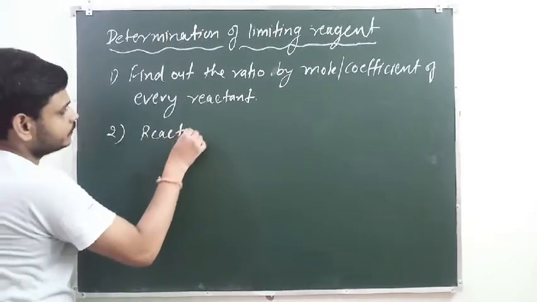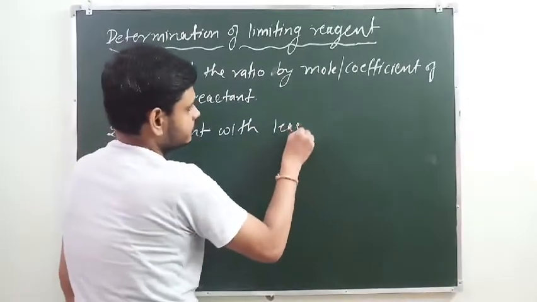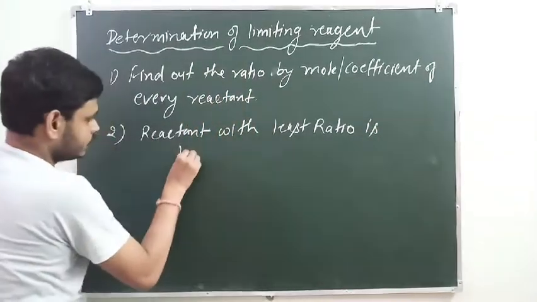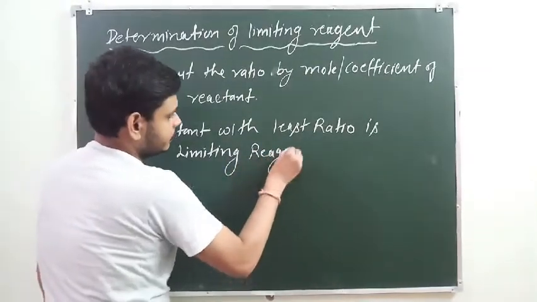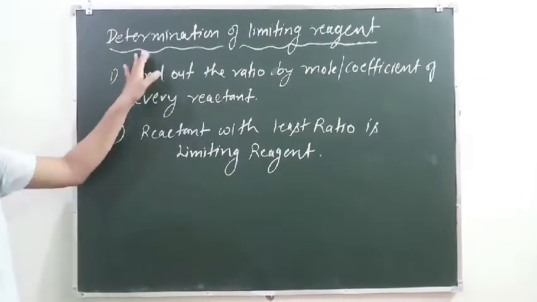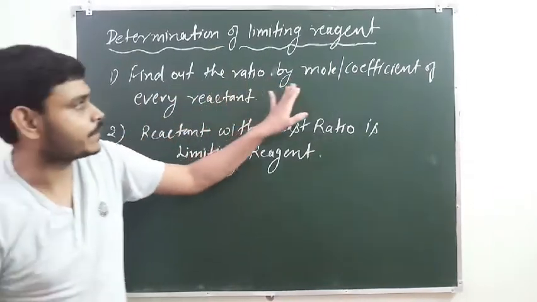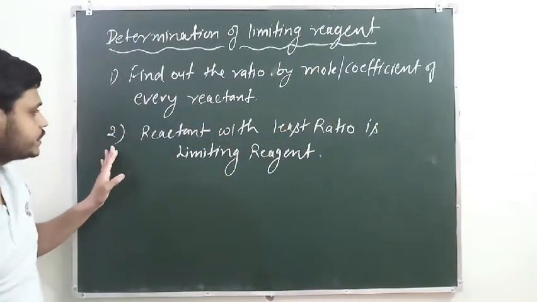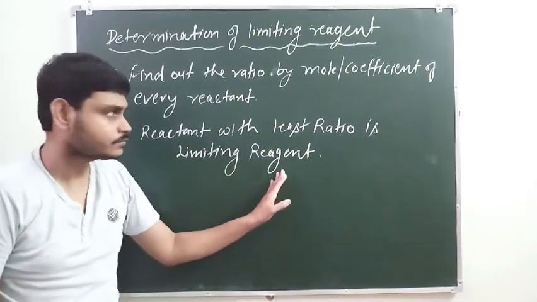And the second point is a reactant with least ratio is limiting reagent. Clear? There are 2 points in determination of limiting reagent. The first point is find out the ratio by mole coefficient of every reactant, and the second point is a reactant with least ratio is limiting reagent.